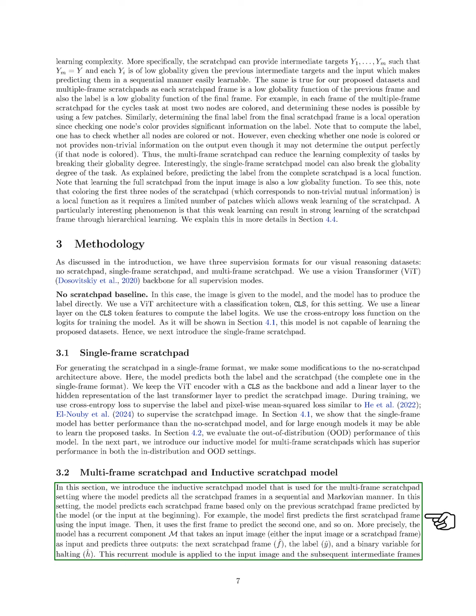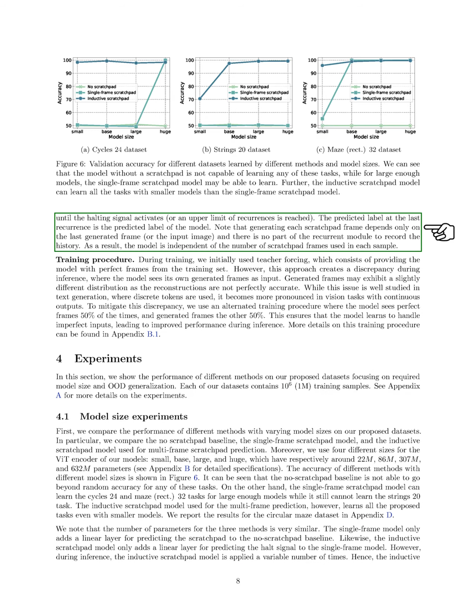The model includes a recurrent component that takes an input image or a Scratchpad frame and predicts the next Scratchpad frame, the label, and a halting signal. This process continues until the halting signal is activated or a maximum number of recurrences is reached. The final label prediction comes from the last recurrence, and importantly, each frame generation depends solely on the last generated frame or the input image, without retaining any history.